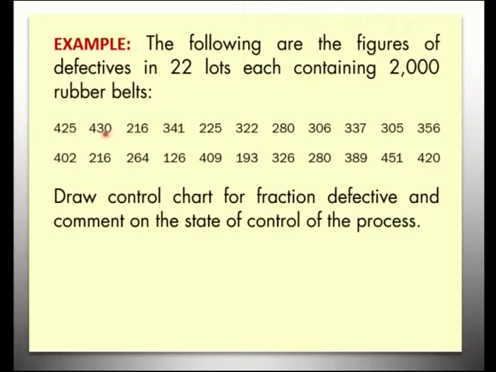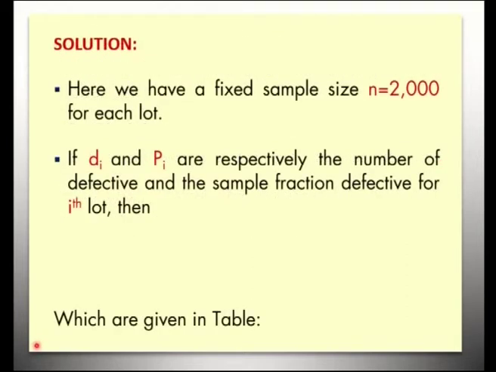Can you just check how many values are there? 6, so 11, 11 plus 11, 22 values are given. So we have to draw a control chart for fraction defective and comment on the control of the process. Here we have fixed the sample size. We have fixed sample size n is equal to 2000 for each lot. Ni is equal to 2000 for i is equal to 1, 2, etc.